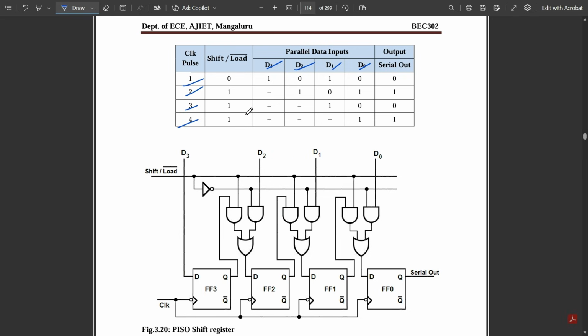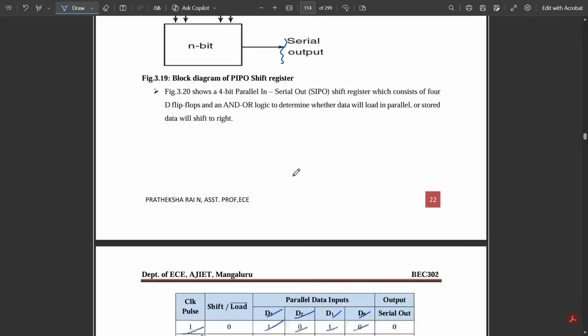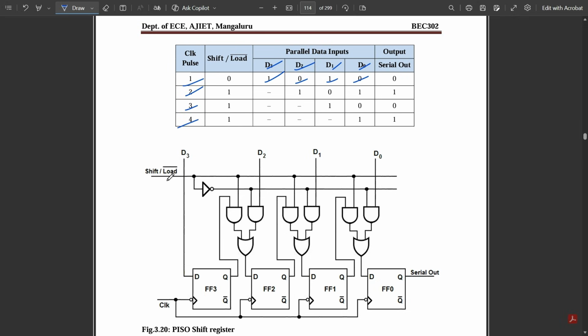So you see here initially they have given the data as 1 0 1 0. So the serial output is 0 in the first case, and in the second case it is 1 0 1, and the serial output here is 1, then 1 0 and 1. So that's why you would be getting the data as this serial output here. According to this connection made, they have made the connections for parallel in, serial out shift register. So the data is sent parallelly and it is coming out serially.